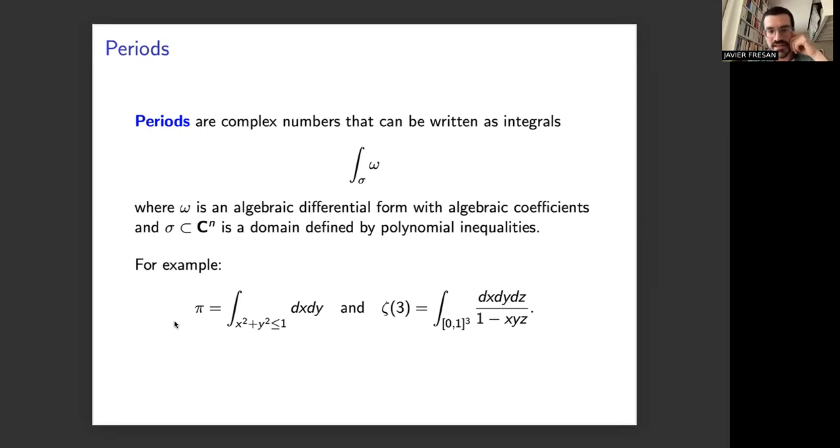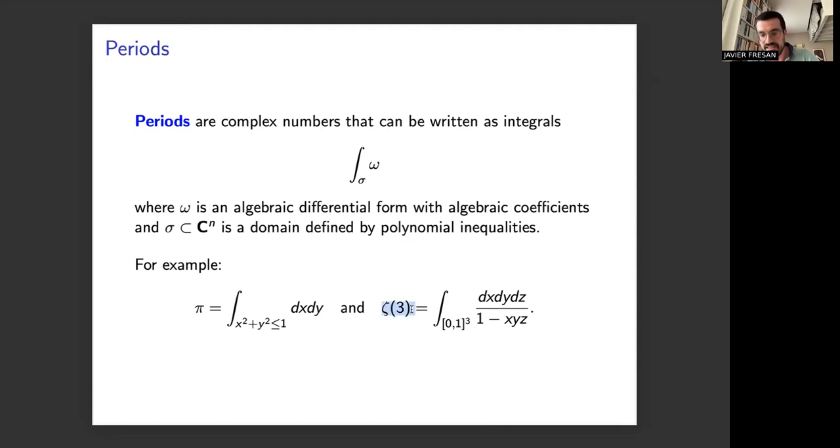So periods are the complex numbers that you can write down as integrals. I need to be more precise about the integrals of what. So you integrate an algebraic differential form omega with algebraic coefficients, on a subset of C^n which is semi-algebraic, which means it's defined by polynomial inequalities. And you also want these polynomials to be with algebraic coefficients. Okay? So two examples are the number pi when you express it as the area of the circle of radius one.